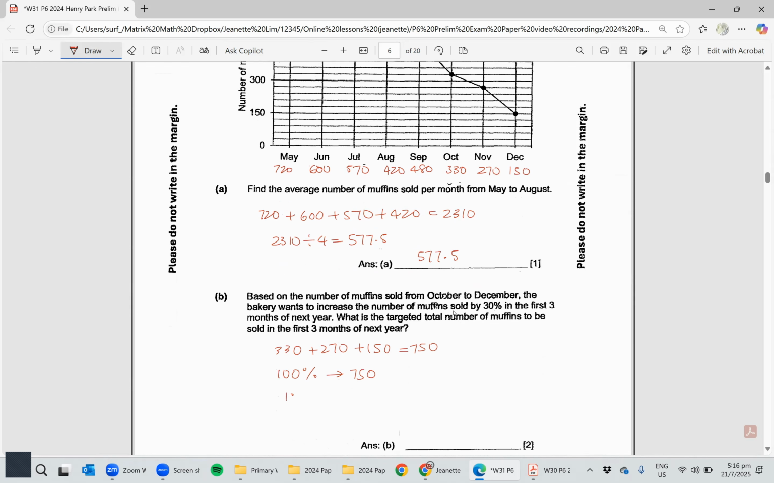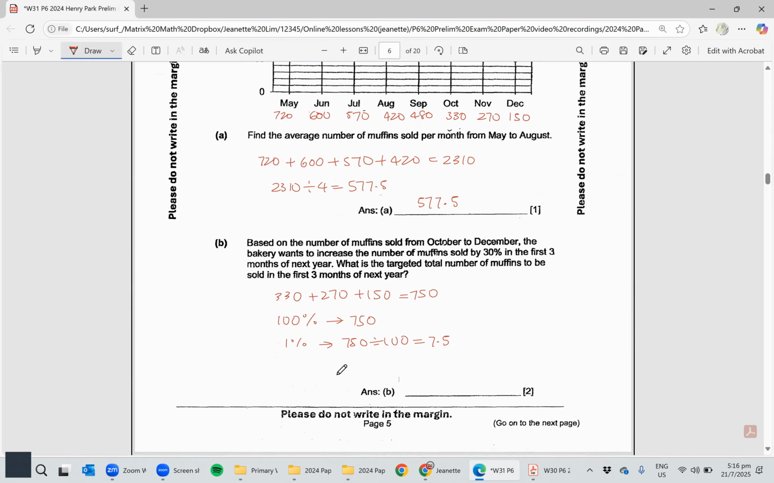So you want to find a new number. You find 1% first, so you divide by 100, you get 7.5. So for the next 3 months of the next year, there's a 30% increase, so we are looking for 130%. We're not looking for the increase, we're looking for the new number. So 975.